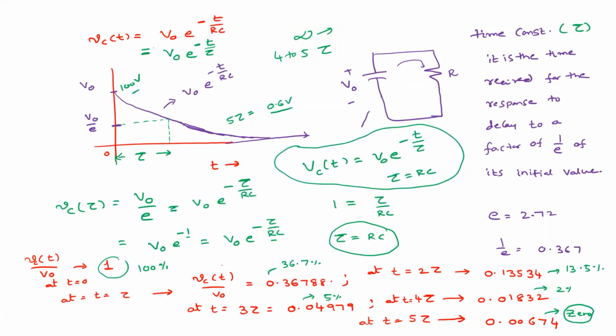Another thing you need to remember is that you require 4 to 5 time constants to reach the steady state value practically, but theoretically you require infinite time. So that is one significance of this time constant. There is another significance of the time constant. We have some time constants: one is 0.5, another one tau equal to 1.